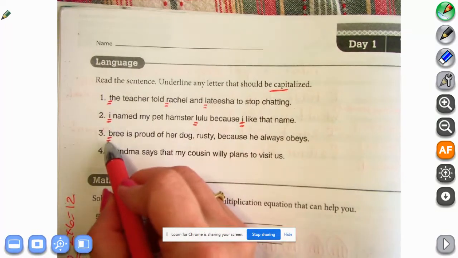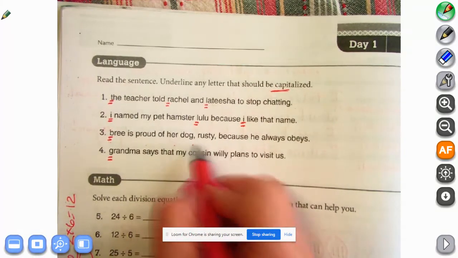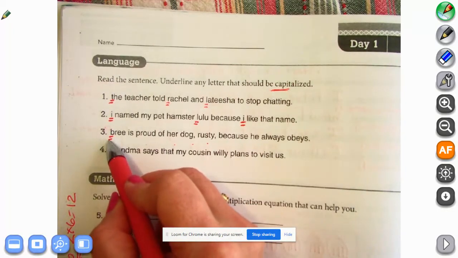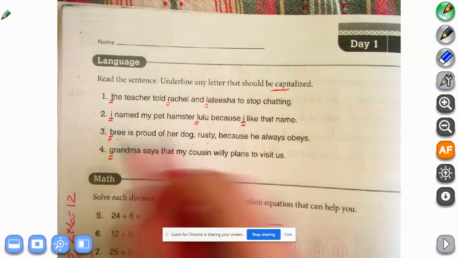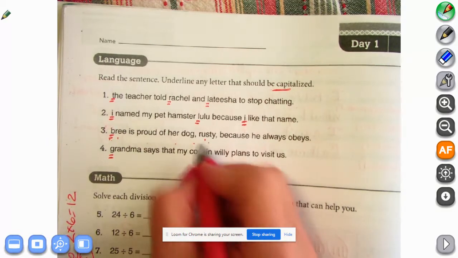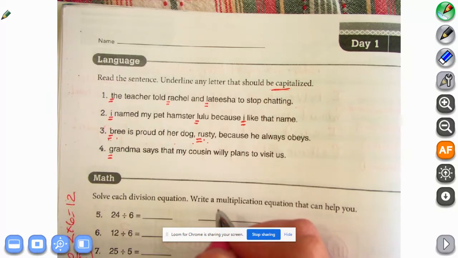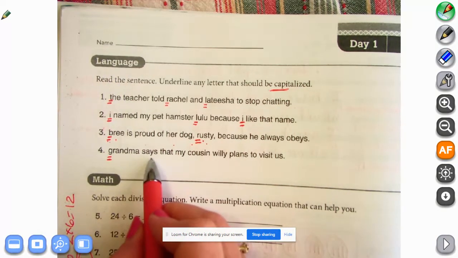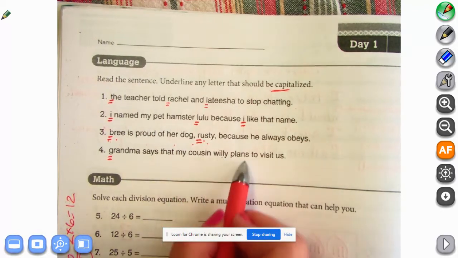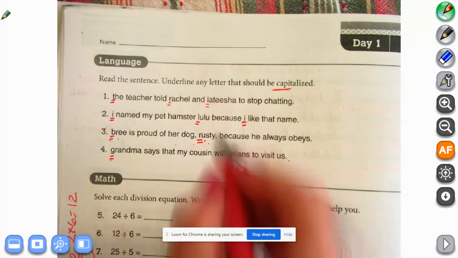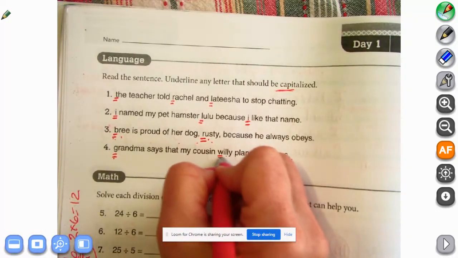Number 3, Bree is proud of her dog, Rusty, because he always obeys. We capitalize the beginning also because it's her name, but we have Rusty. Rusty is the name of her dog, so we have to capitalize Rusty. And number 4, Grandma says that my cousin Willie plans to visit us. Grandma is the beginning of the sentence. Willie is the name of the cousin.